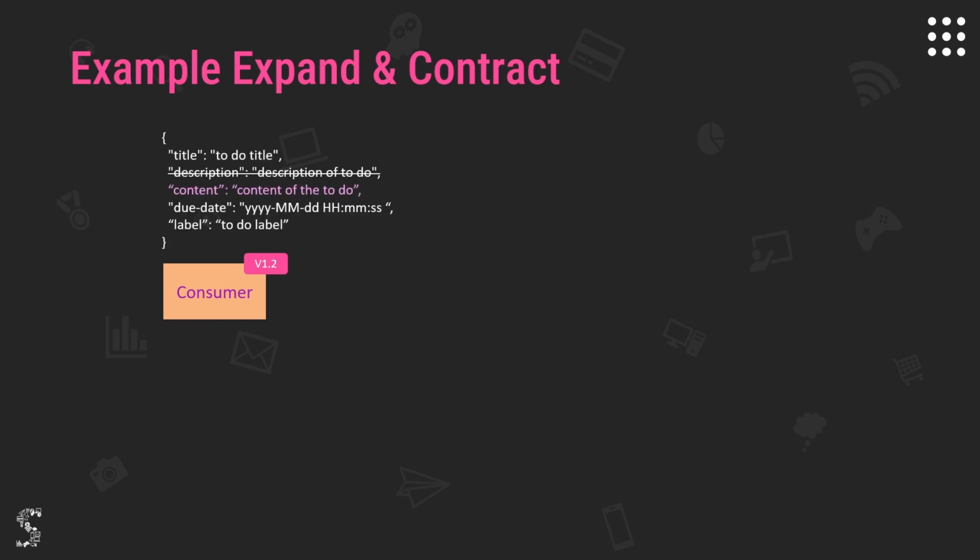Let's take a look at an example of expand and contract. For instance, we have a consumer with version 1.2. In version 1.2, we want to change the field name of description to content. So this is a breaking change.